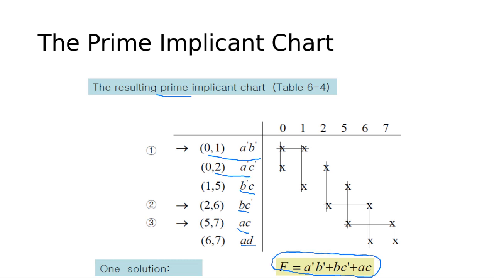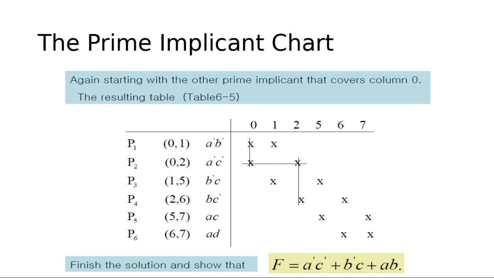If you look at the chart, if you use this one, also this one, and also this one, it means you'll use all of the minterms, right? That's also simple. But there's another way. Again, starting with the other prime implicants that cover column 0, the result table is like that. You can use minterms. We will show that the result is this.